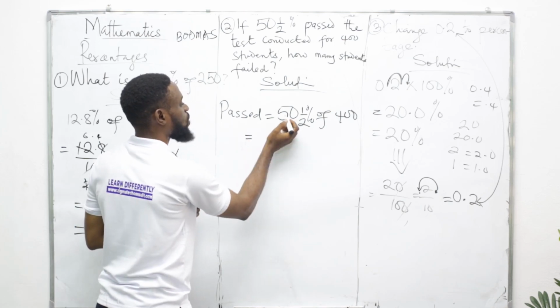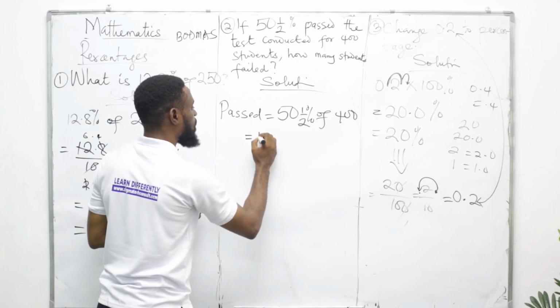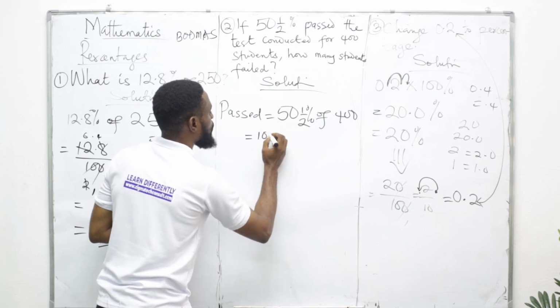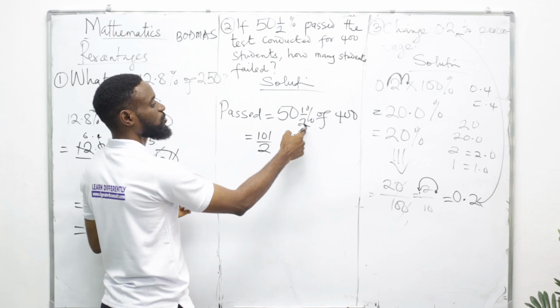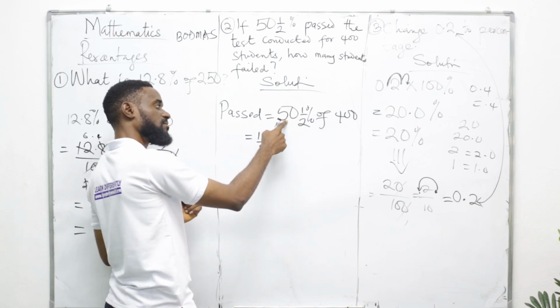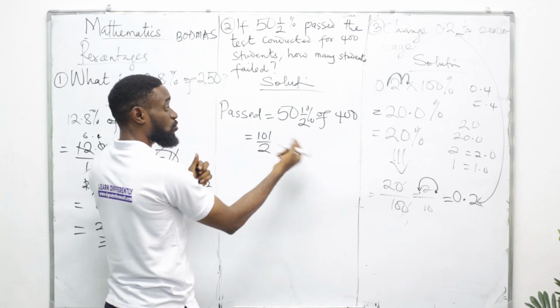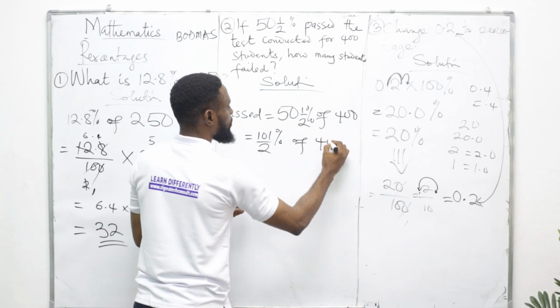So this times this is 100. 100 plus 1 is 100 plus 1/2. So this is 100 plus 1. That is 101, 101 over 2. That is what? 2 times 50 is 100 plus 1 is 101. So over 2. So this percent of 400.